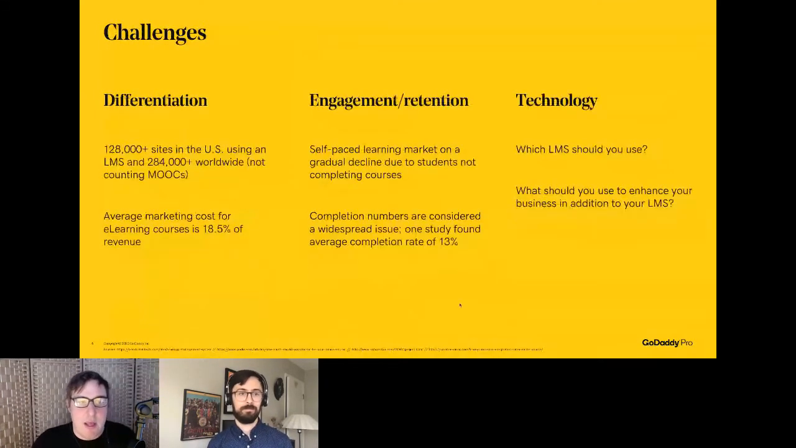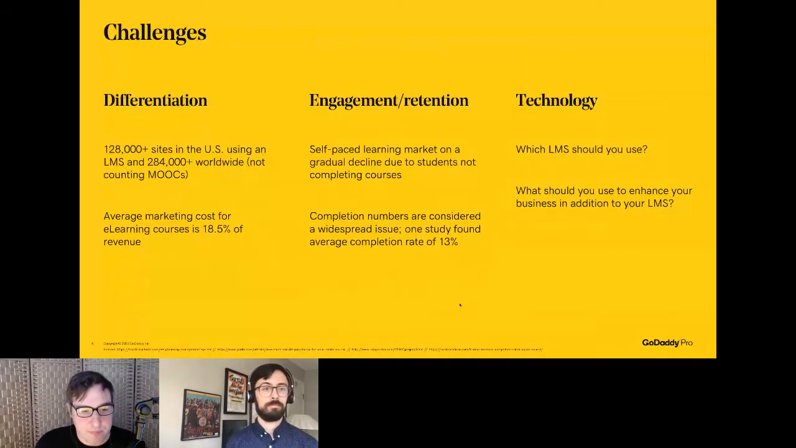So as we move on, we've talked about this huge market, but anytime there's a market that's growing and lucrative with such potential to scale, there are going to be challenges. The first one is differentiation. There's competition here. There are more than 128,000 sites in the US using a learning management system, an LMS, and 284,000 worldwide. And that's not even counting the MOOC sites, so that's not counting the Udemys of the world. There are a lot of individual websites using learning management systems.